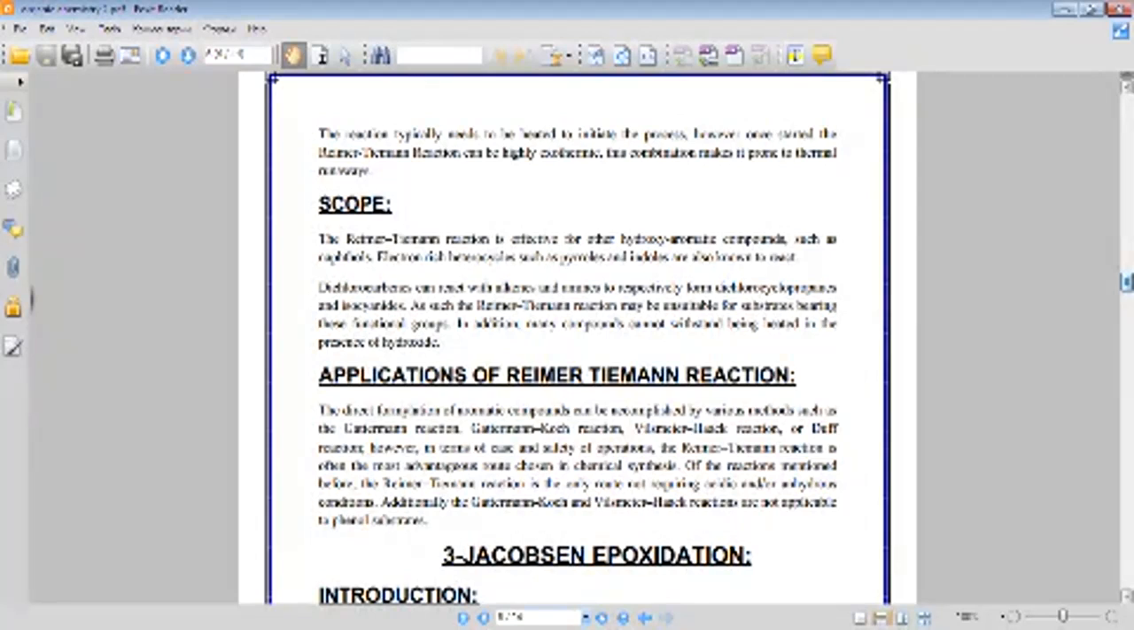Of the reactions mentioned before, the Reimer-Tiemann reaction is the only route not requiring acidic or anhydrous conditions. Additionally, we can say that the Gattermann-Koch and Vilsmeier-Haack reactions are not applicable to phenol substrates. That's all from my side.